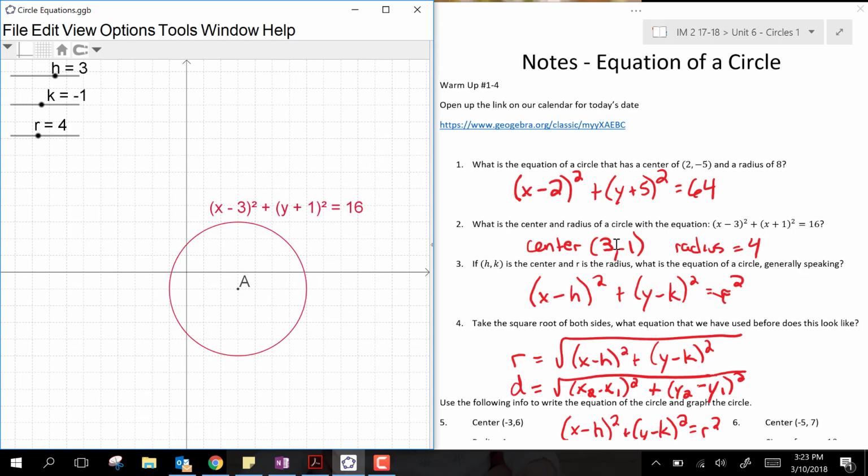So our center is (3, -1), and our radius is 4. So if (h, k) is the center of the circle, and r is the radius, this is the equation that we're going to use: (x - h)^2 + (y - k)^2 = r^2, the radius squared. Now a lot of times this radius squared will just be multiplied out. We have to remember to take the square root of it when we use our radius.